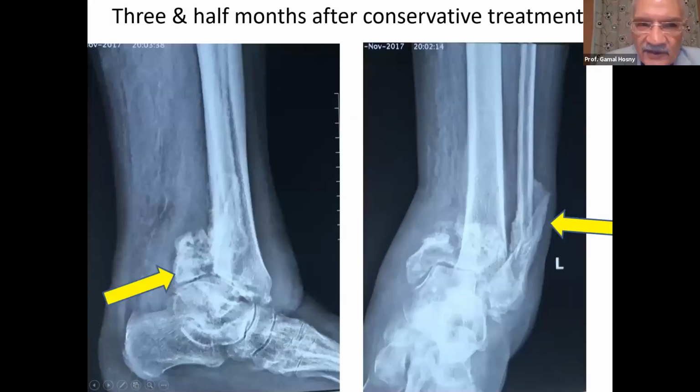That's exactly what happened. The surgeon preferred to do casting. And this picture is after 3.5 months of conservative treatment. What would you think? Charcot joint. Was it an innocent fracture?